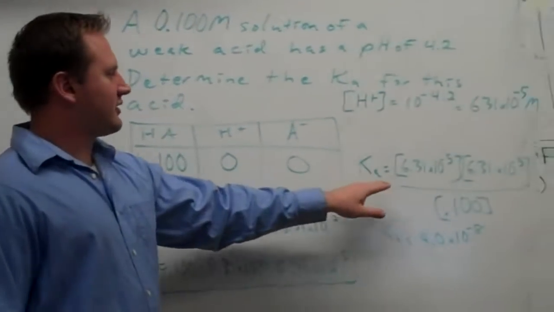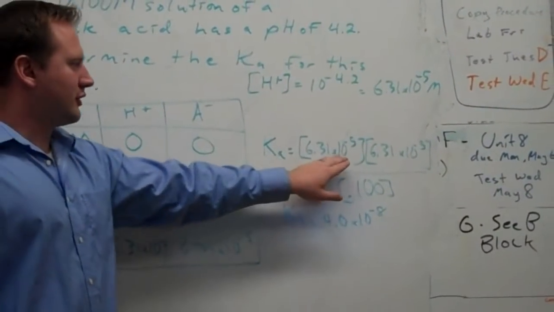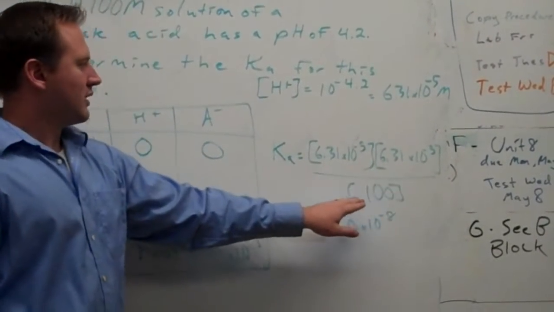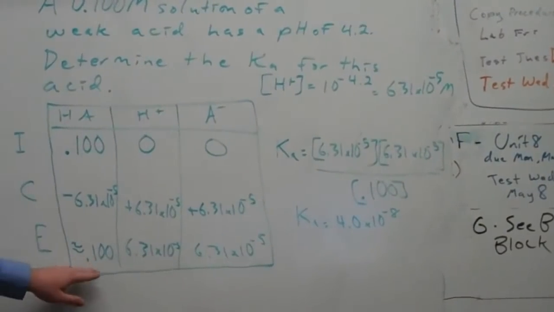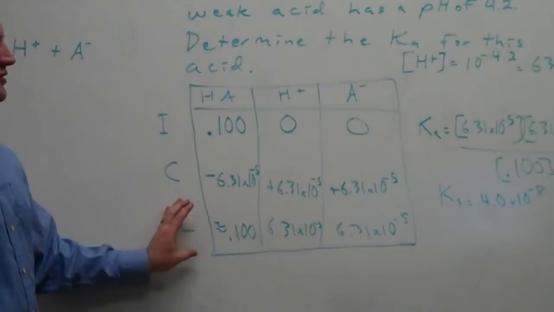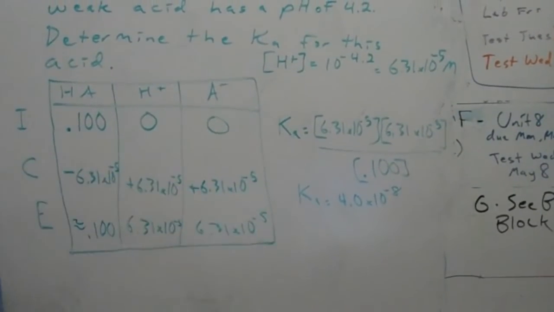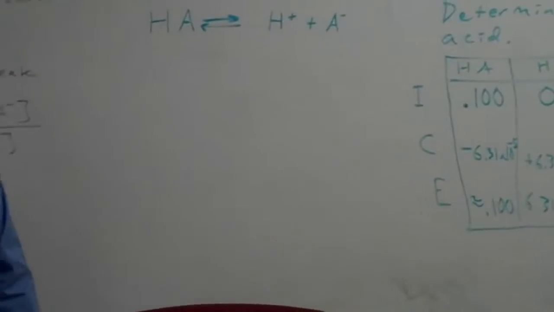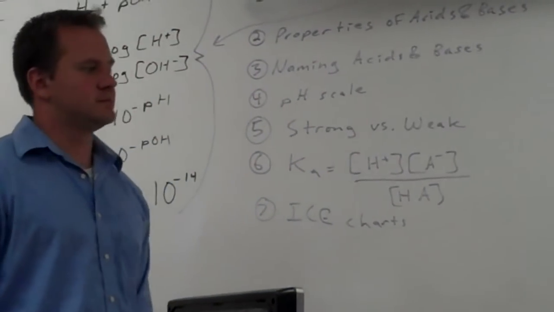So when we plug in these values to calculate the Ka, the hydronium ion concentration times the conjugate base concentration, divided by the equilibrium concentration. Now I know they're the same, but we're using the equilibrium concentrations of all of these. You plug that in, you get the Ka is equal to 4.0 times 10 to the negative 8, which is a very weak acid. Done.